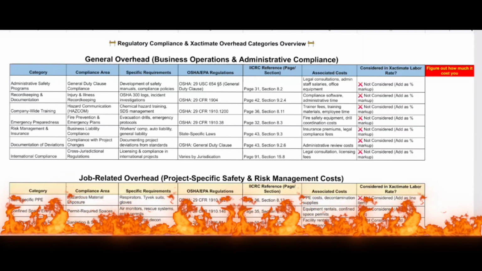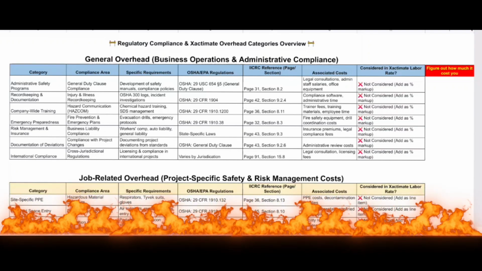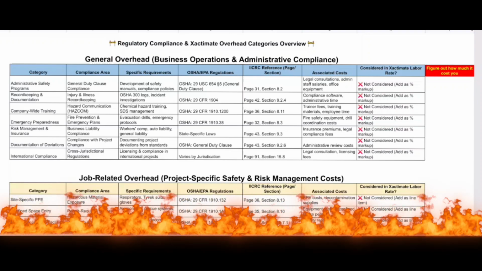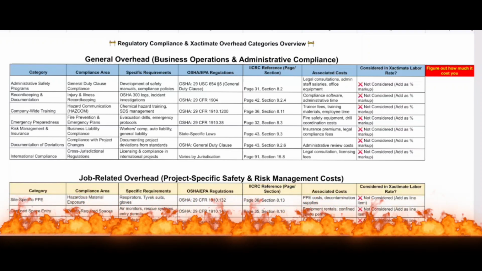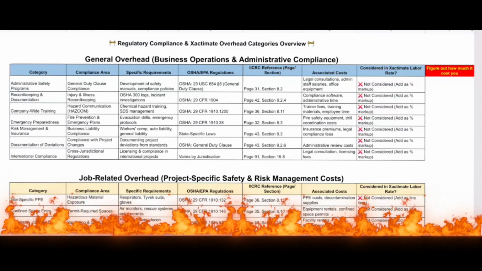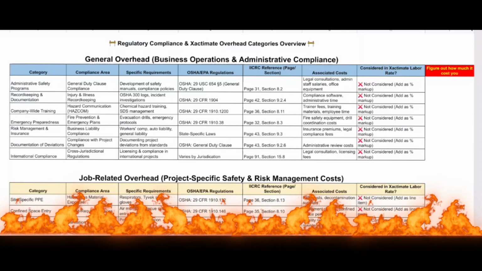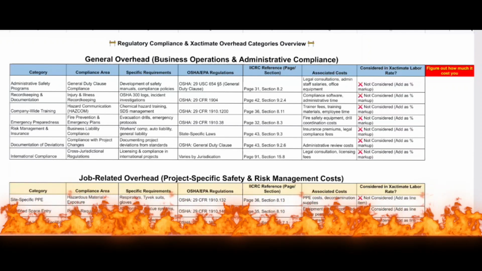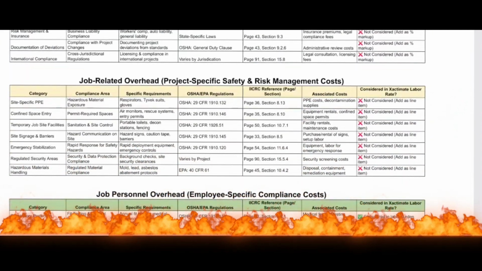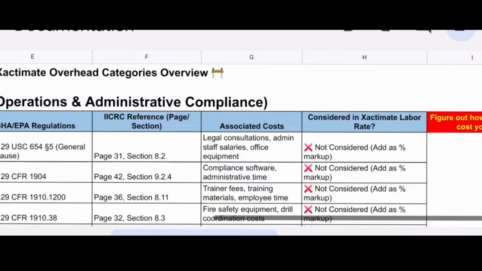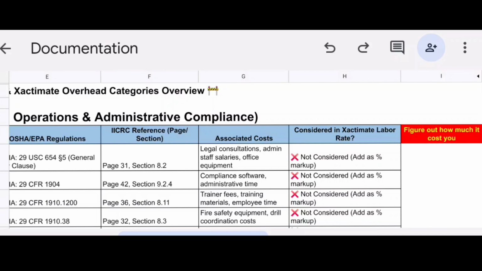Now, are those costs associated in the Xactimate labor rate? No. Xactimate tells you that this is not considered and will be considered as a markup, which is our O&P, overhead and profit. And of course, you have those three, which are the general overhead, the job-related overhead, and the job personnel overhead. Figure out how much it costs, because there are a lot of hidden costs that you guys are not accounting for. And I'll tell you this, the most common price that Xactimate receives would be considered the market price.